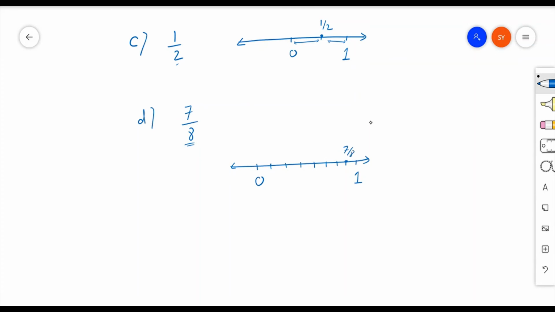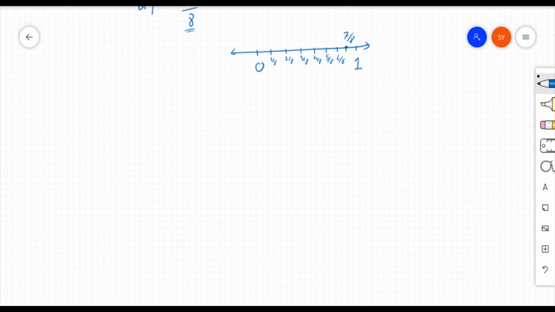So if you see, this will be 1 by 8, this will be 2 by 8, 3 by 8, 4 by 8, 5 by 8, 6 by 8, this is 7 by 8, and this would be 8 by 8, which will cancel and become 1. 4 by 8 will also get cancelled and become half, so this is the halfway. So you can check your answer also. This is right. This point would be 7 by 8.